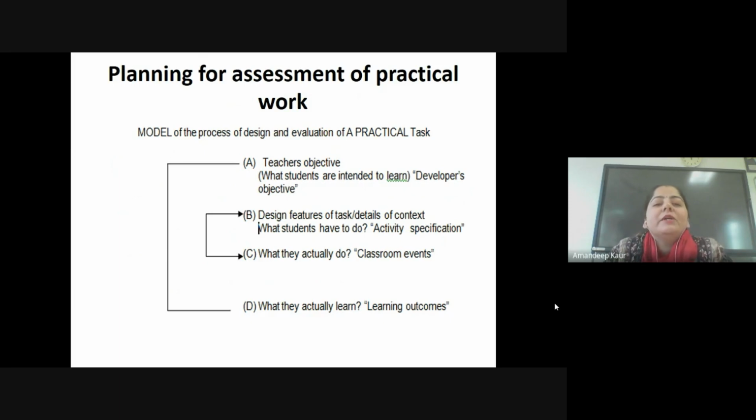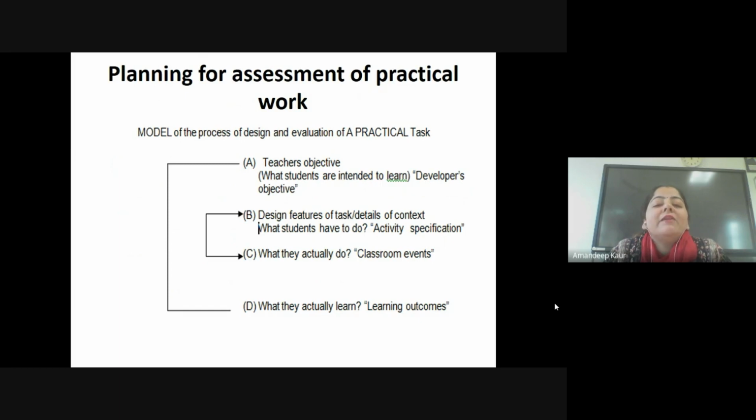When it comes to planning for the practical activities, it starts from the implementation and goes up to the assessment. First, as a teacher, we need to define different learning outcomes. So, what are my students intended to learn? Those are considered the developer objectives. So, as per the learning outcomes defined by the teacher, we need to design an activity specification chart.